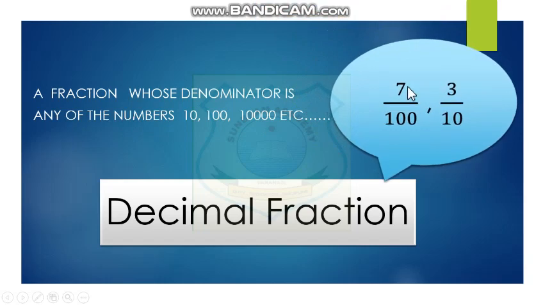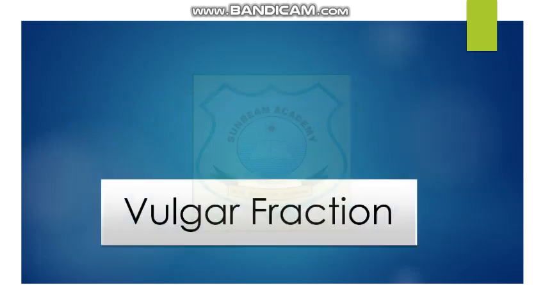7 by 100, children, is an example of a fraction because it is in the form of a by b, where a is any natural number, b is also a natural number. But as you can see, in the denominator it is having 100, here it is having 10. So if a fraction's denominator is 10 or 100 or 1000 and so on, then it will be a decimal fraction.